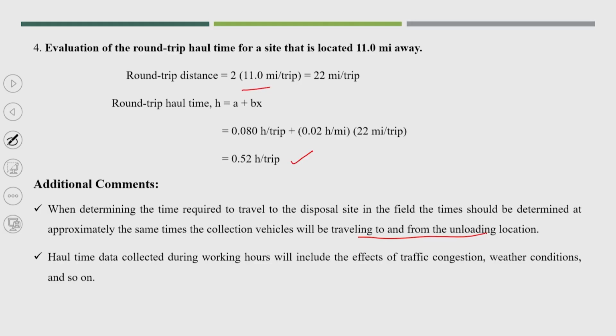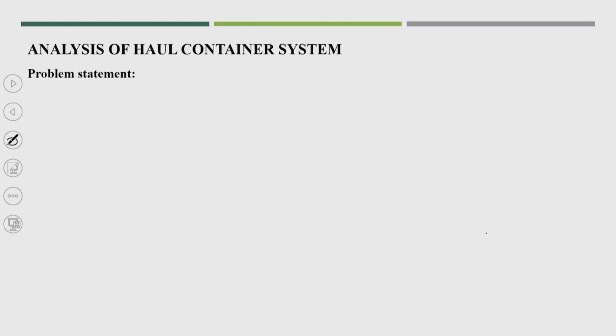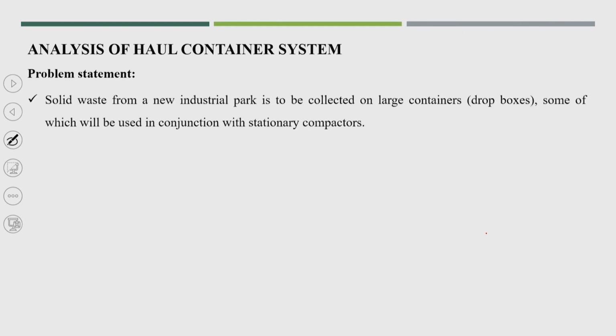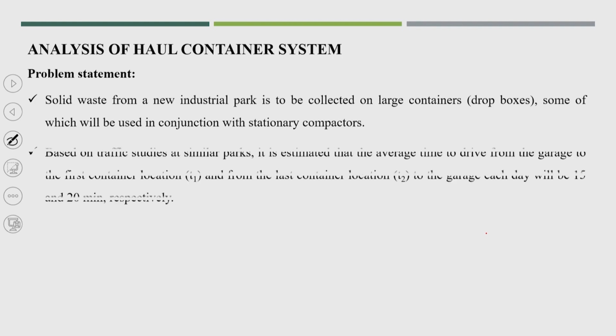Now, we will go for another numerical, another problem. From that we will try to understand how best we can design the haul container system. So, the problem statement is: the solid waste from a new industrial park is to be collected in large containers, that is drop boxes, some of which will be used in conjunction with stationary compactors. So, it is a mix of haul and stationary container systems.